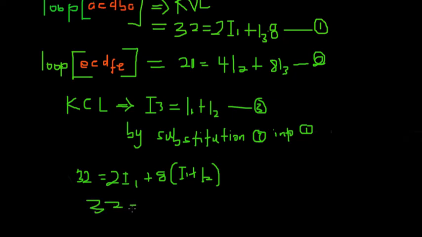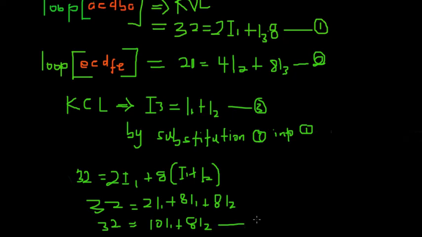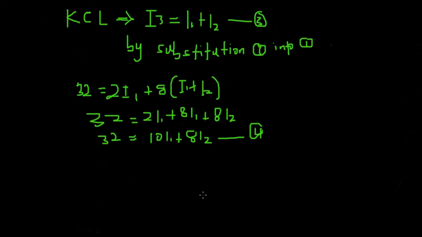32 equal to 2I1 plus 8I1 and then plus 8I2, and this will further give us 32 equal to 10I1 (2I1 and 8I1 give us 10I1) plus 8I2. So this one will be our equation 4. Now let's further simplify our equation.